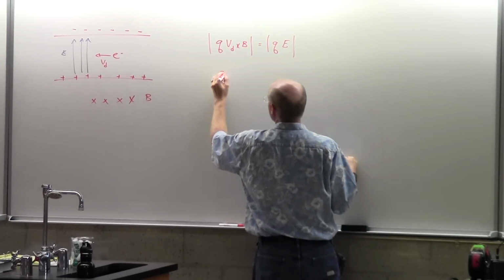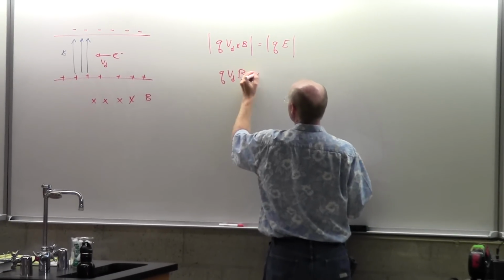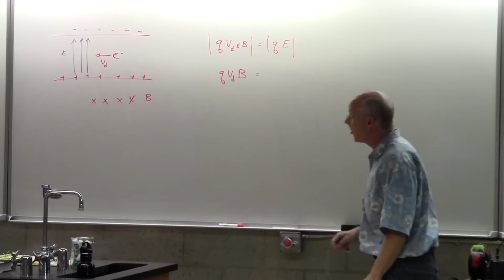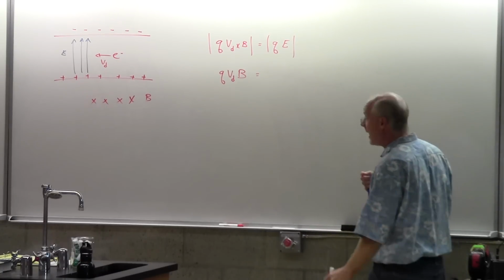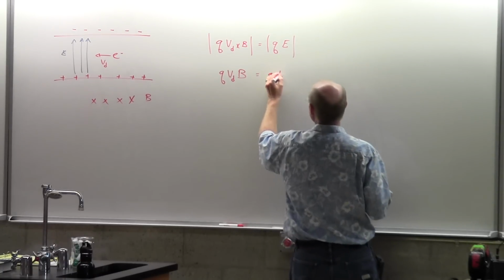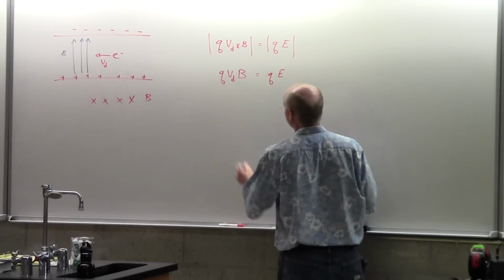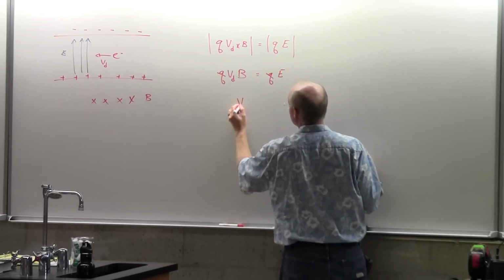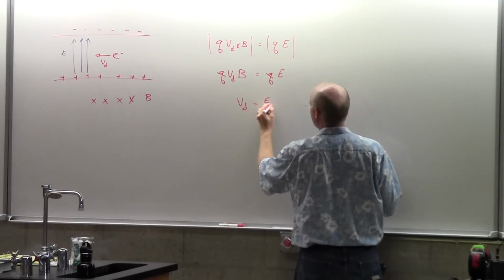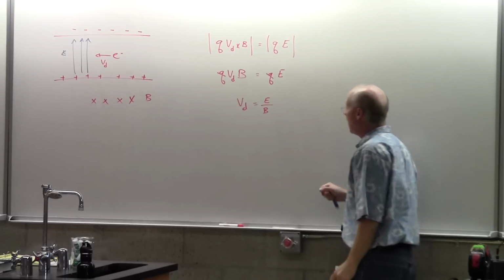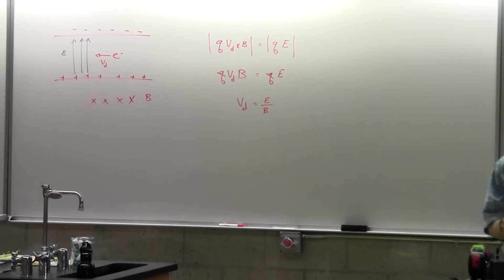And so as I calculate this out, I get this for the magnetic force, if they're moving perpendicular to the field. I get this for the electrical force. The Q cancels off, and just like we had for the velocity selector, I would get this relationship between the E field and the B field.